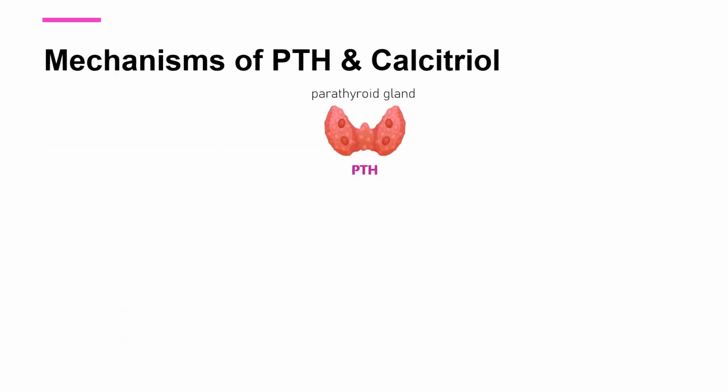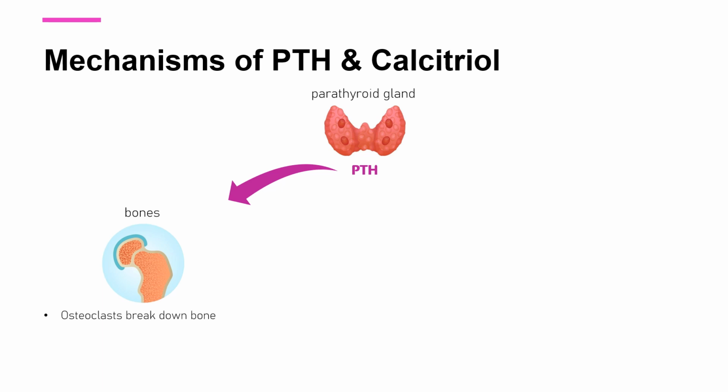In these next two slides, we're going to be looking at the mechanisms of parathyroid hormone and calcitriol, as well as calcitonin. Now, we know that parathyroid hormone is going to get released from the parathyroid gland when blood calcium levels are low. And this is going to go to the bones, and it's going to trigger the osteoclasts to break down bone. The calcium that gets released goes into the bloodstream, and then that will increase blood calcium levels.